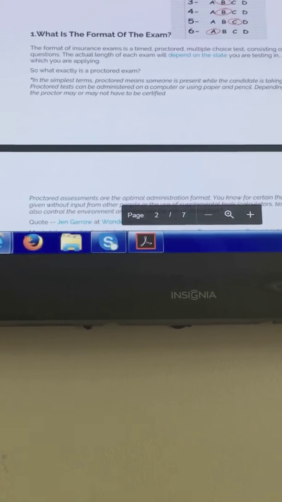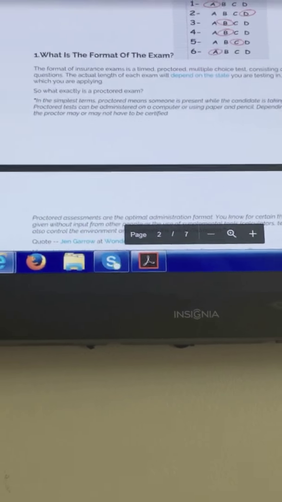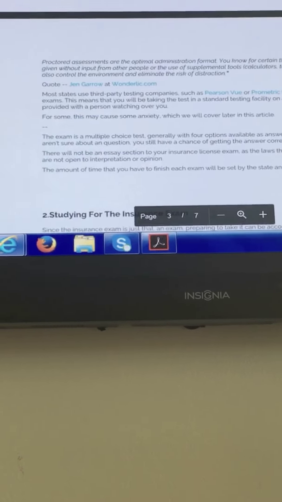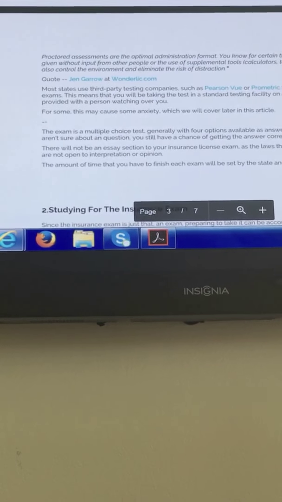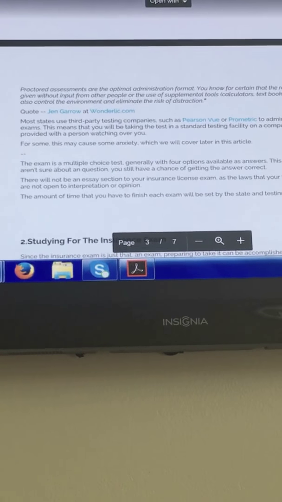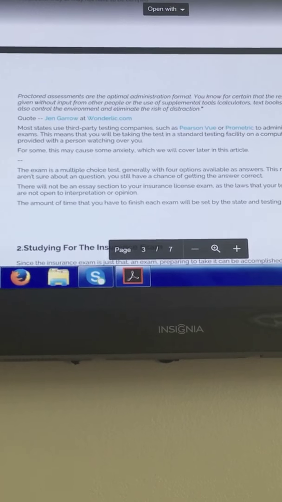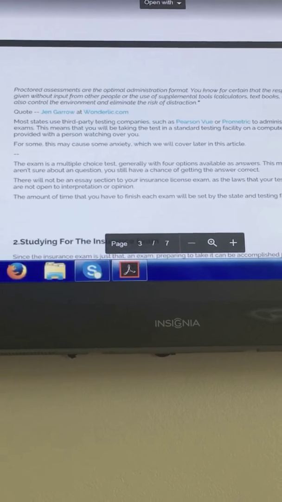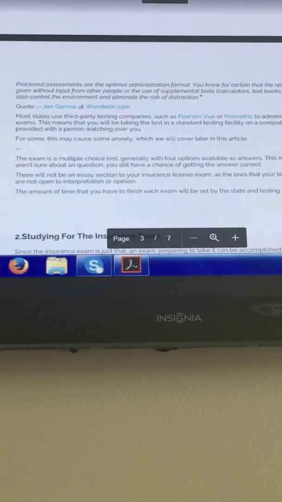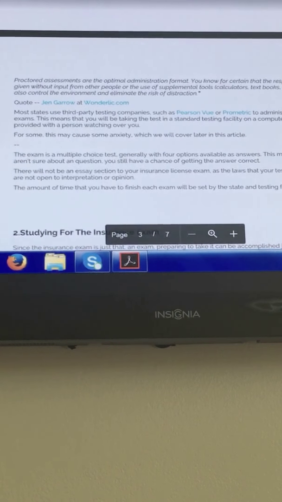So as I mentioned, the format is multiple choice. And what you want to do is kind of just understand how multiple choice works. This means that if you aren't sure about the question, you still have a chance of getting the answer correct. So again, it's a process of elimination.